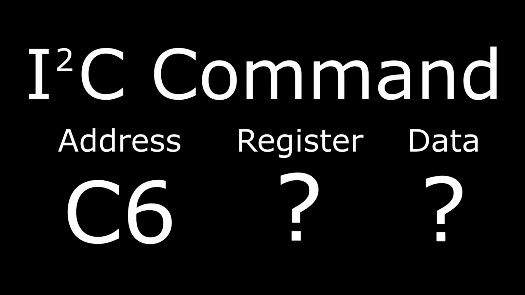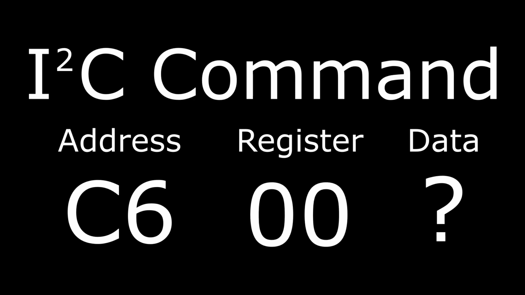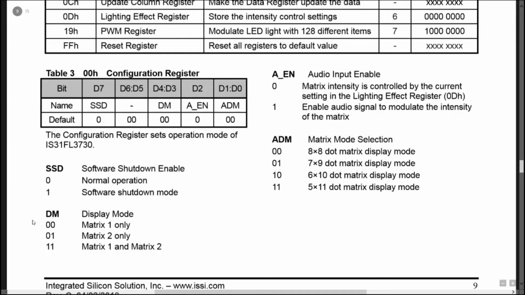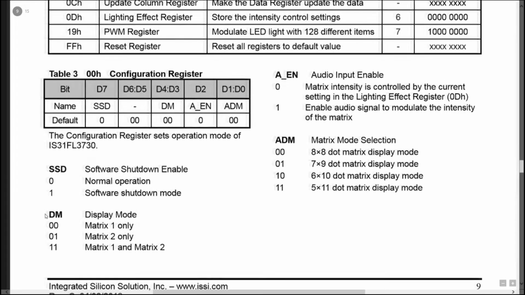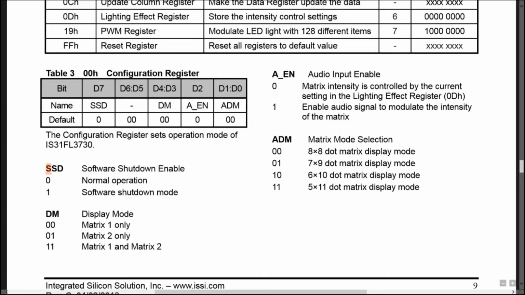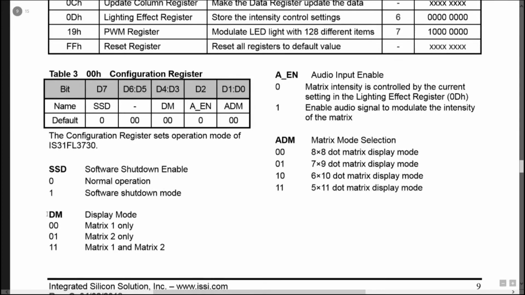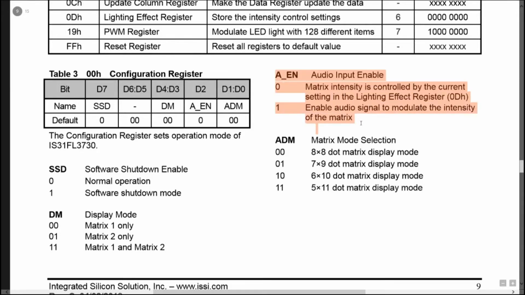I'll start with register 00, or the configuration register. Here is a table showing the data byte and what each bit means. Starting at bit 7, SSD, I have no interest in software shutdown yet, so that can stay 0. Bits 6 and 5 are always 0, and bits 4 and 3 determine display mode. I want both matrices available, so I'll set them to 1-1. Bit 2 is for the audio input enable.